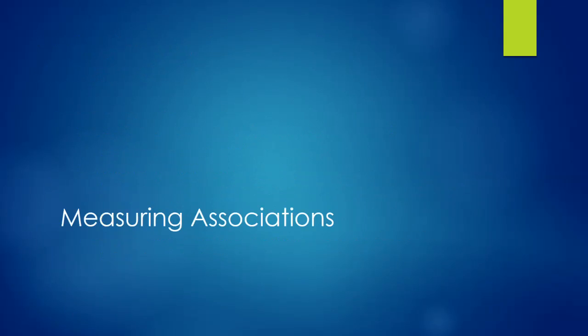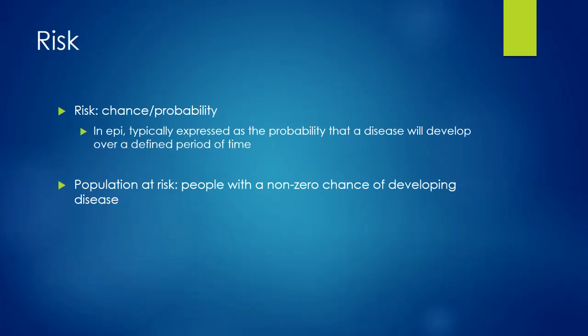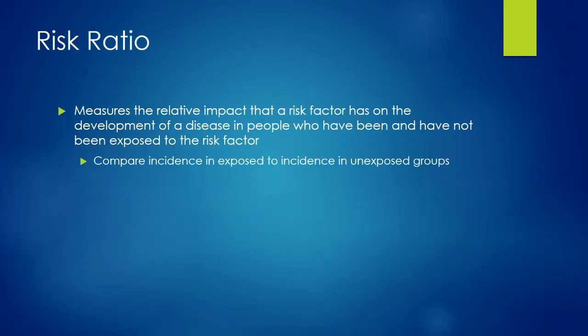So how do we measure those associations? How do we quantify the relationship between exposure and outcome? It really is based on risk, which, as we talked about before, is just chance or probability. So here we're typically talking about the probability that a disease will develop over a defined period of time. And again, we want to focus on population at risk, so people who have a non-zero chance of developing that disease. And so we typically calculate a risk ratio.